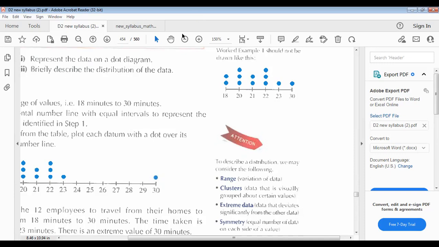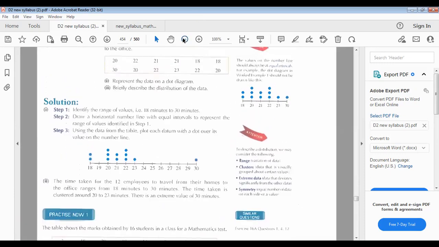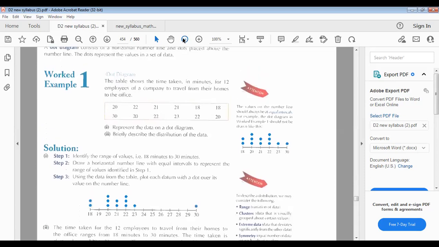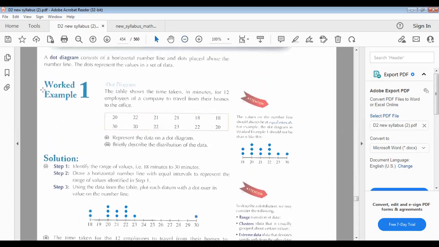Now we are going to see example one. Here is a worked example related to the dot diagram. The table shows the time taken in minutes for 12 employees of a company to travel from their homes to the office. The time is given in minutes and recorded for 12 employees, showing how much time it takes from home to office. So you have to represent the data on a dot diagram. The minutes given are 20, 22, 21, 21, 18, 18, 30, 20, 22, 23, 22, 20.